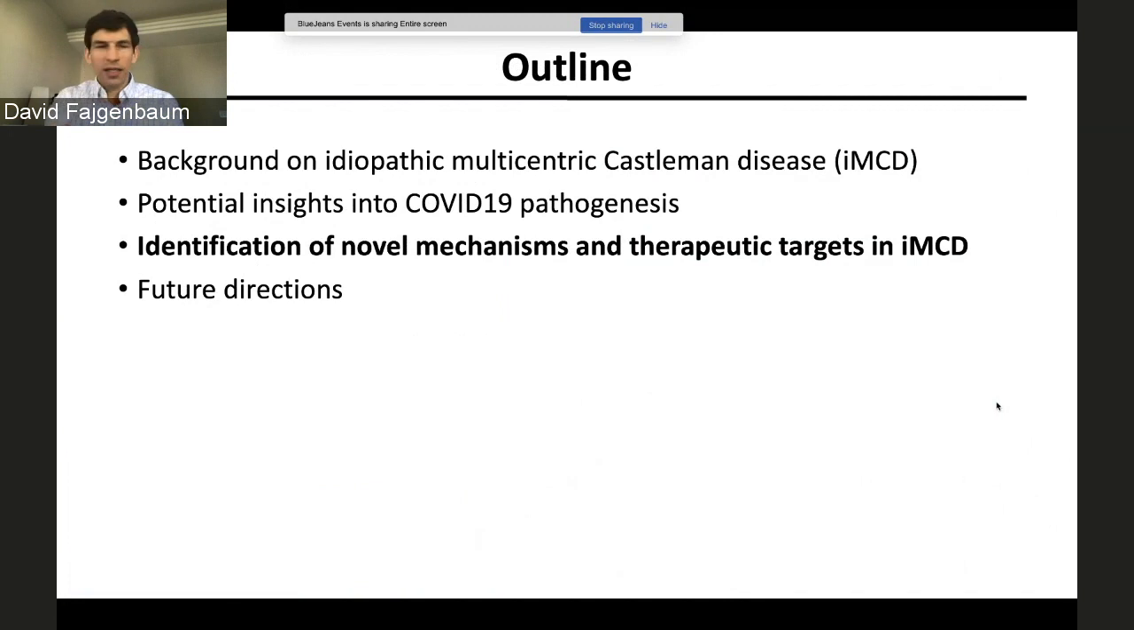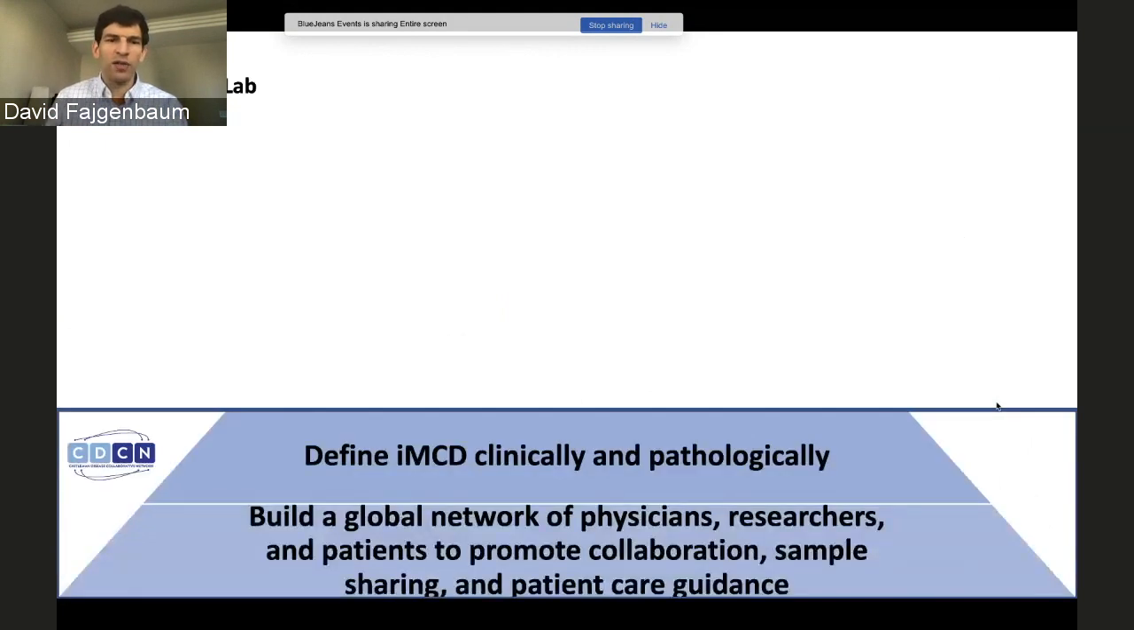So in the next about 15 to 20 minutes or so, I'm going to talk a little bit about some novel mechanisms we've uncovered in iMCD, with the idea that maybe these can provide some insights into COVID-19 as well. So I just wanted to give a bit of a framework from my lab and how we think about everything we do against iMCD.